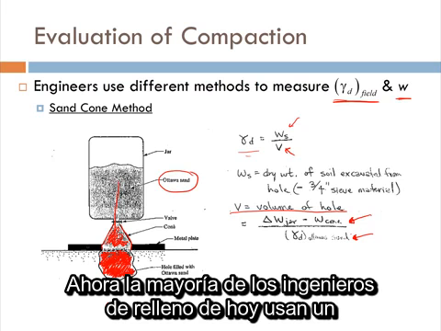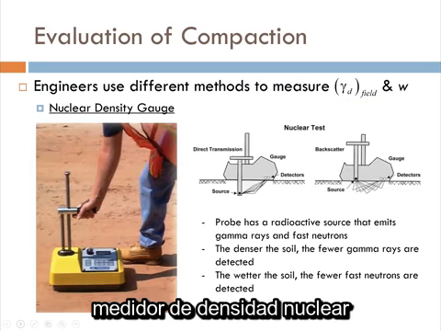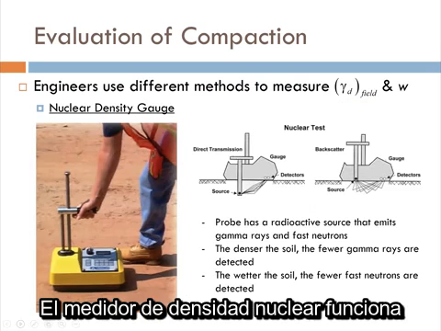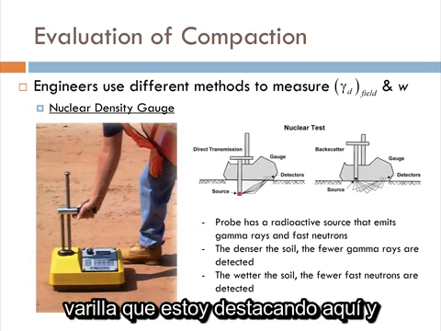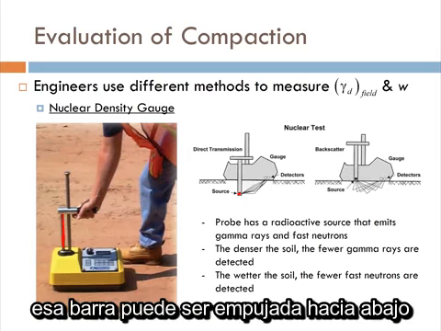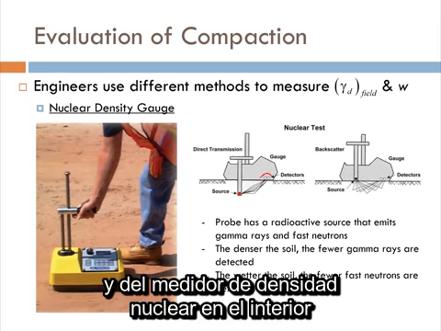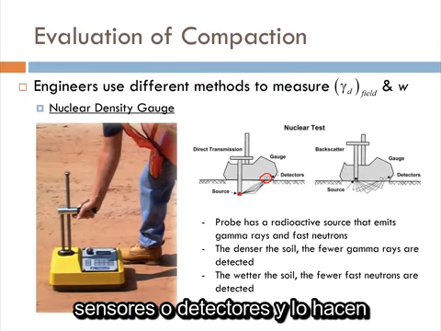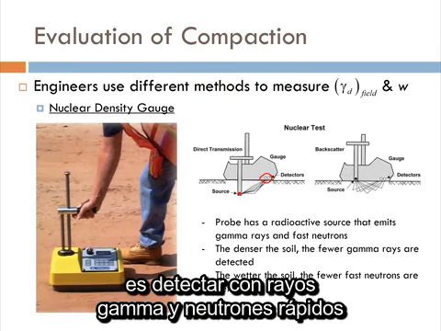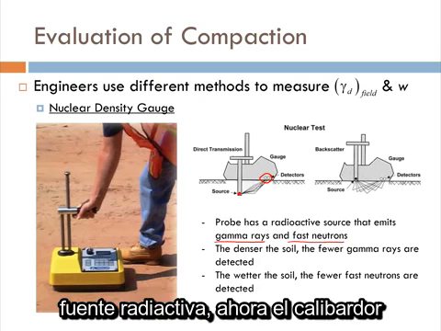Now, most field engineers today use a different method. They're going to use a nuclear density gauge. The nuclear density gauge works because it has a radioactive source on the end of this rod that I'm highlighting right here. That rod can get pushed down into the ground at different depths. On the back end of the gauge, there are a couple of sensors or detectors, and what they're sensing are gamma rays and fast neutrons that are being emitted by the radioactive source.